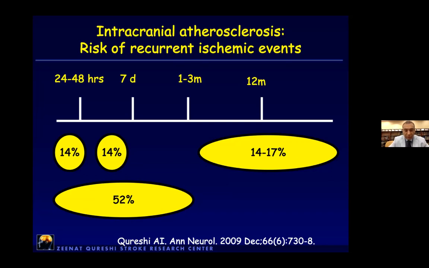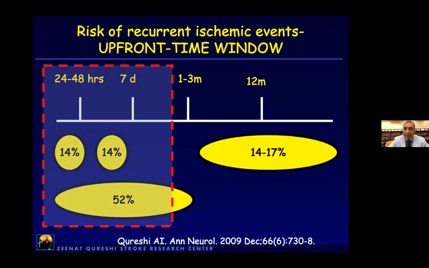Almost 14% would have another event in the first 24 to 48 hours, another 14% in the first 7 days. And in high-risk patients, 52% may have another ischemic event in the first month or so. So the risk of having a second stroke is high, and it's highest very close to the first ischemic stroke. So there is almost like a time window. If you want to do intracranial angioplasty and stent placement to prevent another ischemic stroke, you have to intervene very early. That time window may be as short as 1 month and maybe even 14 days.